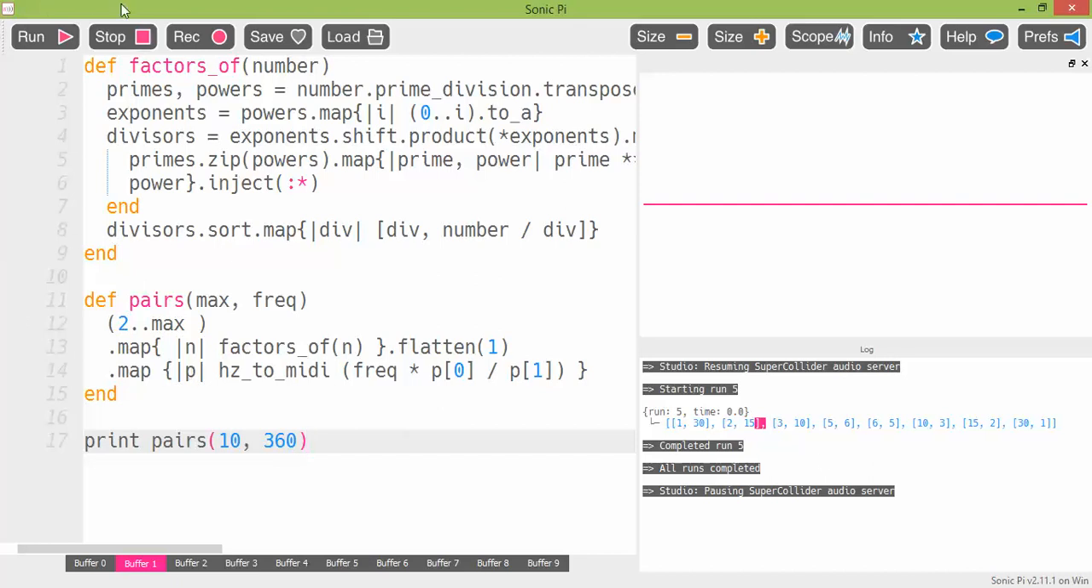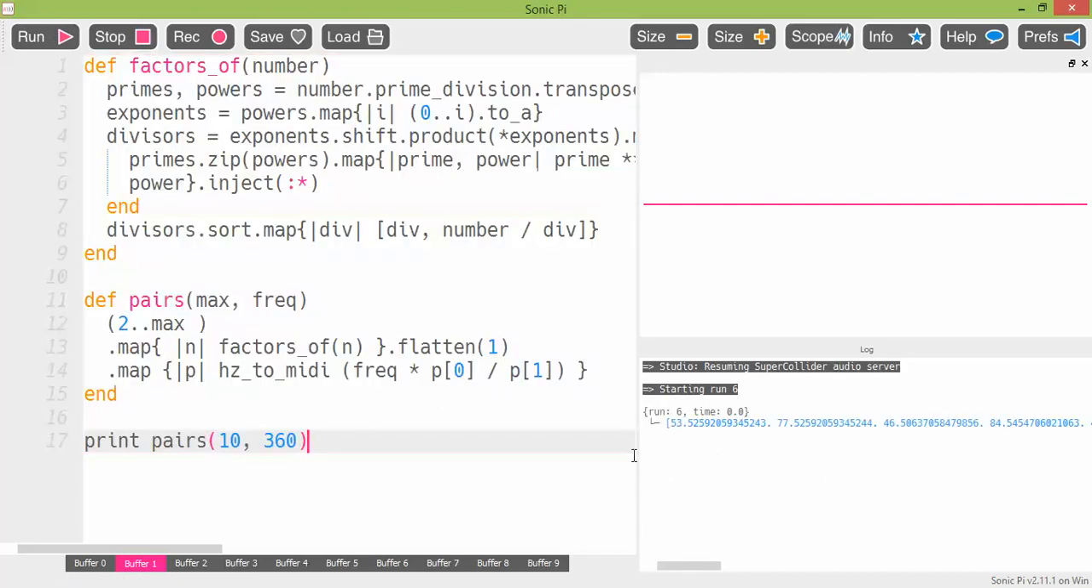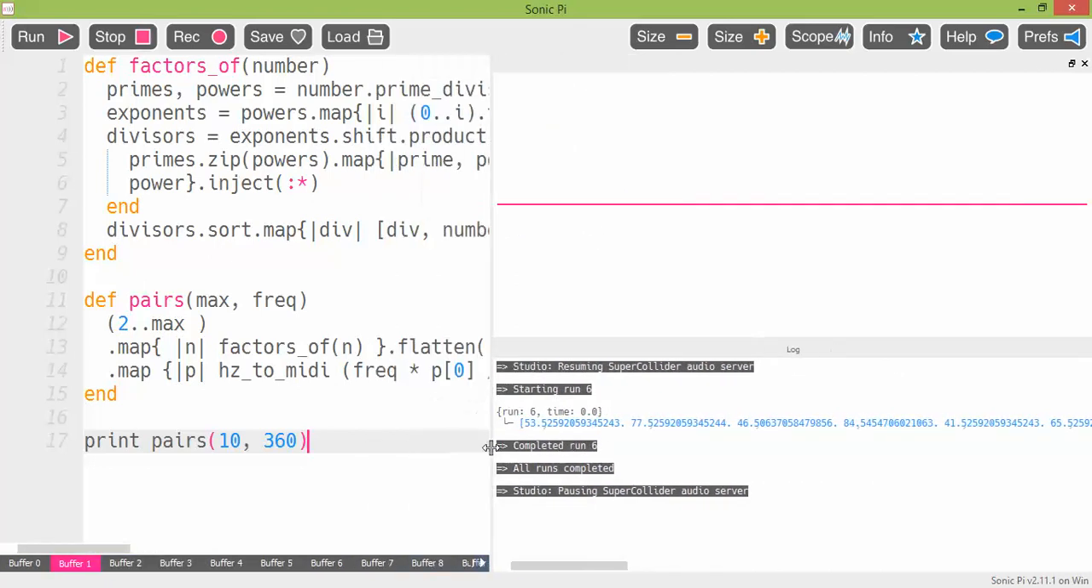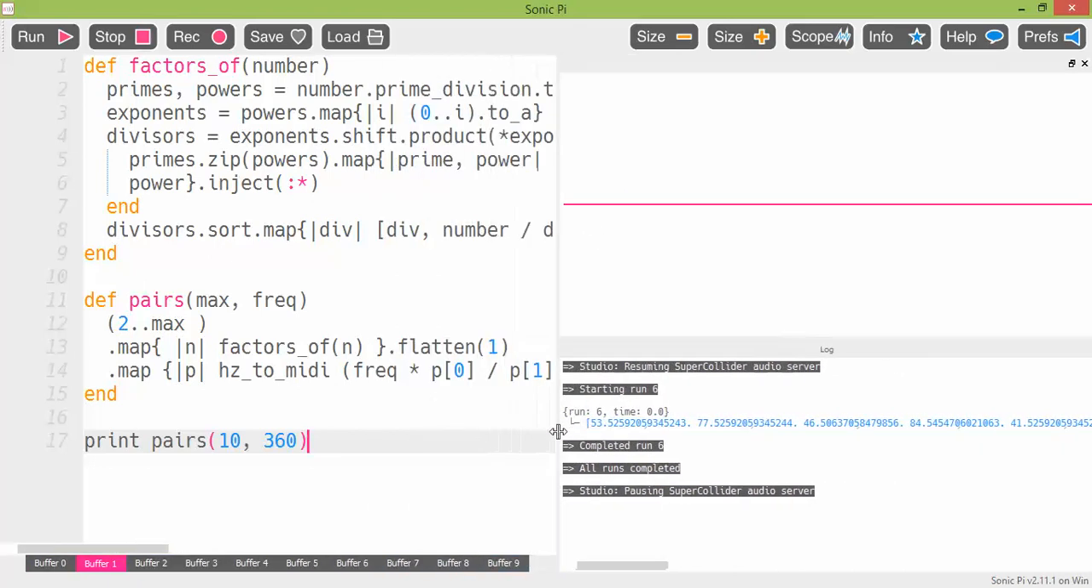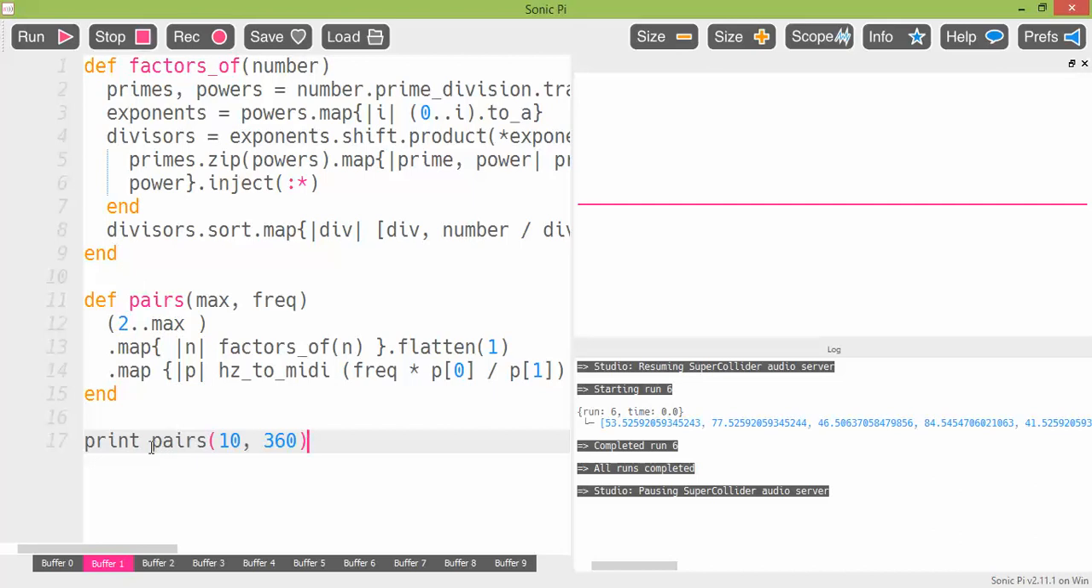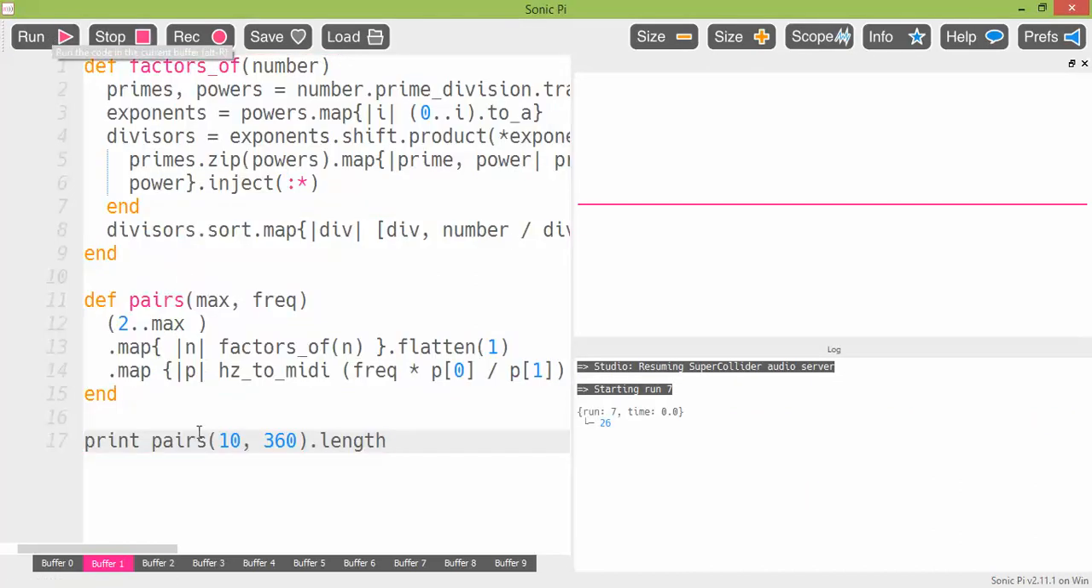And what are we going to get? A bunch of numbers. Maybe make the max like 4 or something like that. Or 6, I don't know. What I'm also going to do, how do you do dot length? Ruby, I can't remember how to do Ruby. 26, that's how many.